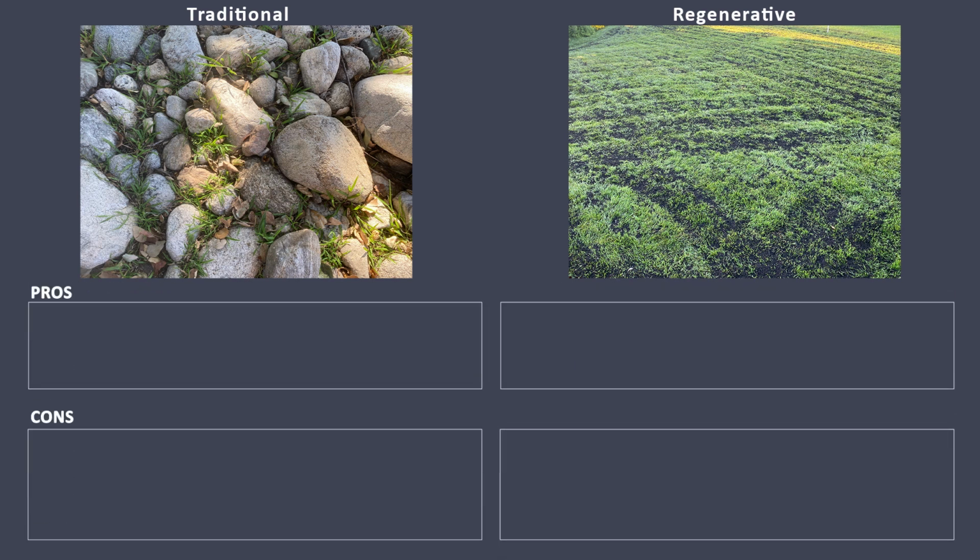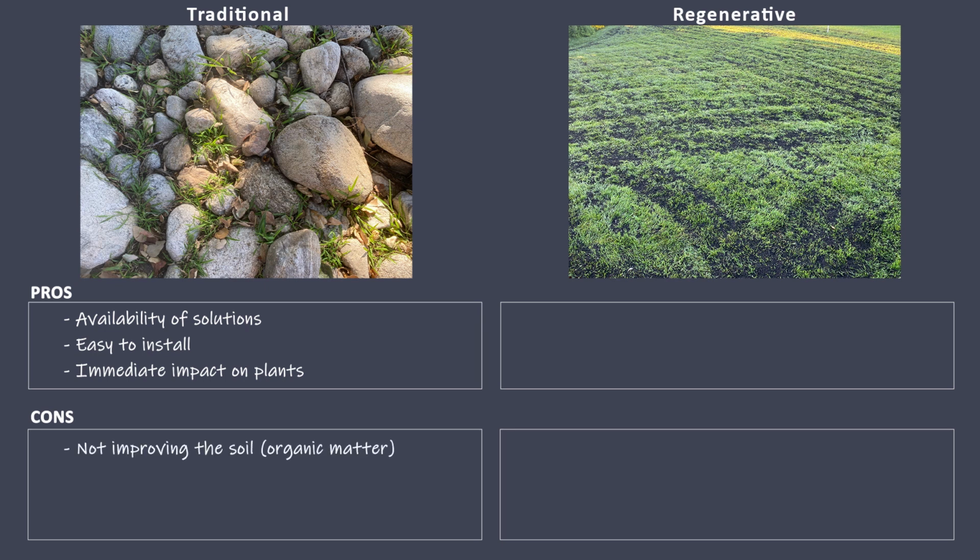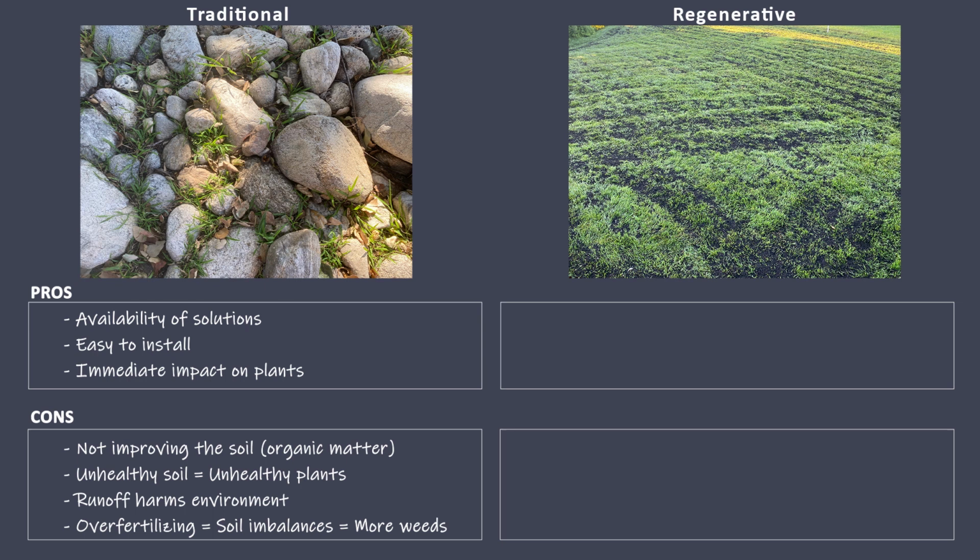Traditional practices benefit from the availability of big box store pellets and sprays, which are easy to use, and plants typically respond immediately. Unfortunately, these changes are not truly improving the soil, considering they are not increasing the soil organic matter. As a result, unhealthy soil leads to unhealthy plants, and over-fertilizing leads to runoff, which causes soil imbalances, leading to more weeds. Regenerative practices provide all the benefits highlighted in the role soil plays in nature.